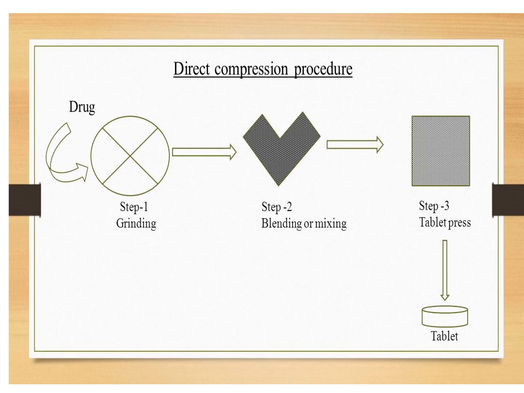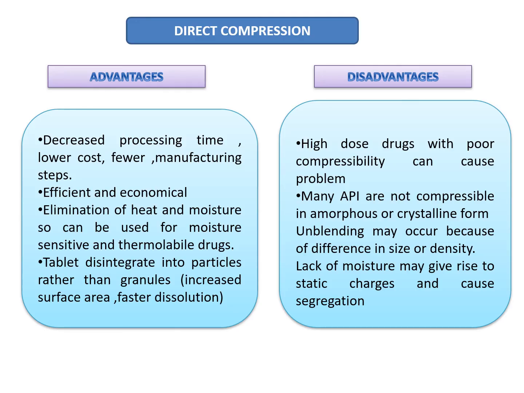So we are taking the drug, grinding, blending, mixing, and directly compressing into tablets. No granulation. Grinding, mixing, and direct compression. Now the advantages and disadvantages of direct compression. First, they have decreased processing time, lower cost, fewer manufacturing steps. Very few steps are there, low cost, low time, efficient, economical, elimination of heat and moisture. Again, we can use for moisture sensitive and thermolabile drugs.